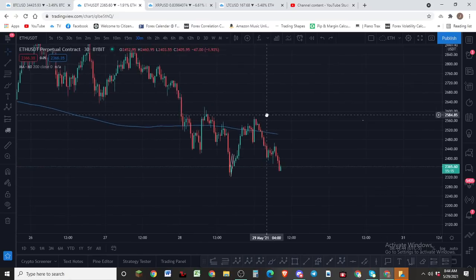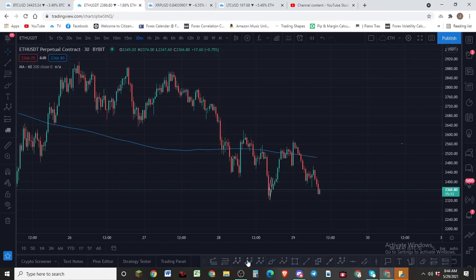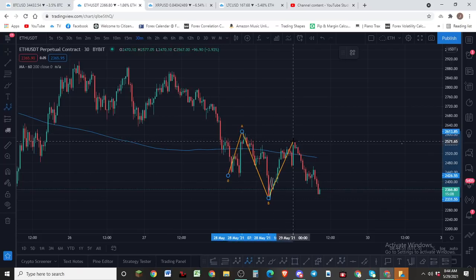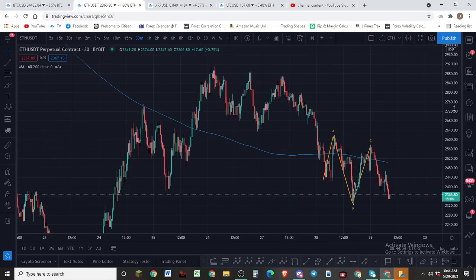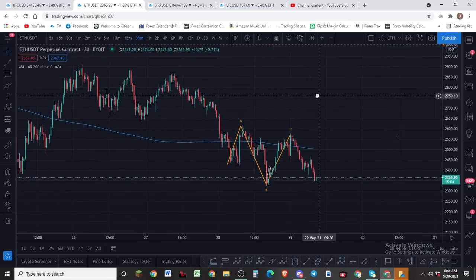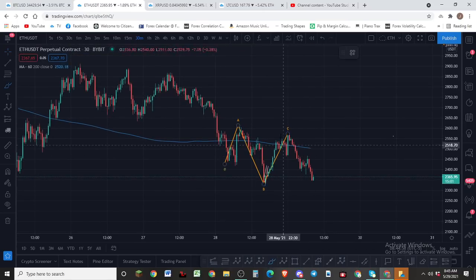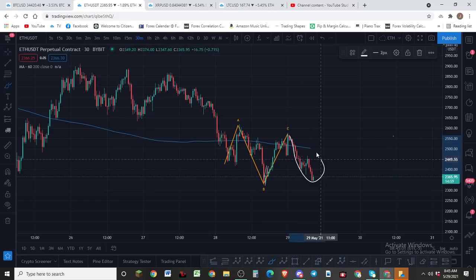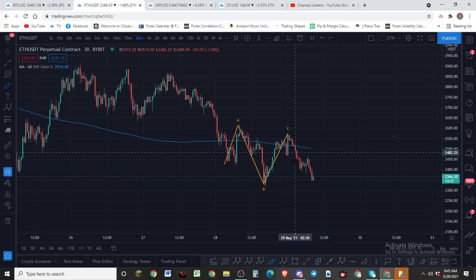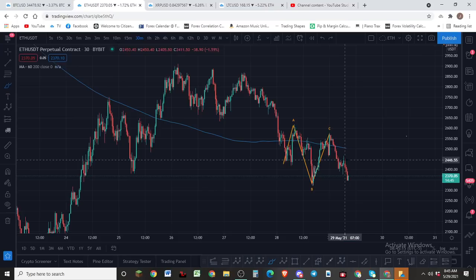So that is a flat. I know that. I'm certain of that. That is a flat. I know that this is forming five waves, not three waves right now. This is forming five waves. I know that. I don't know what this is.